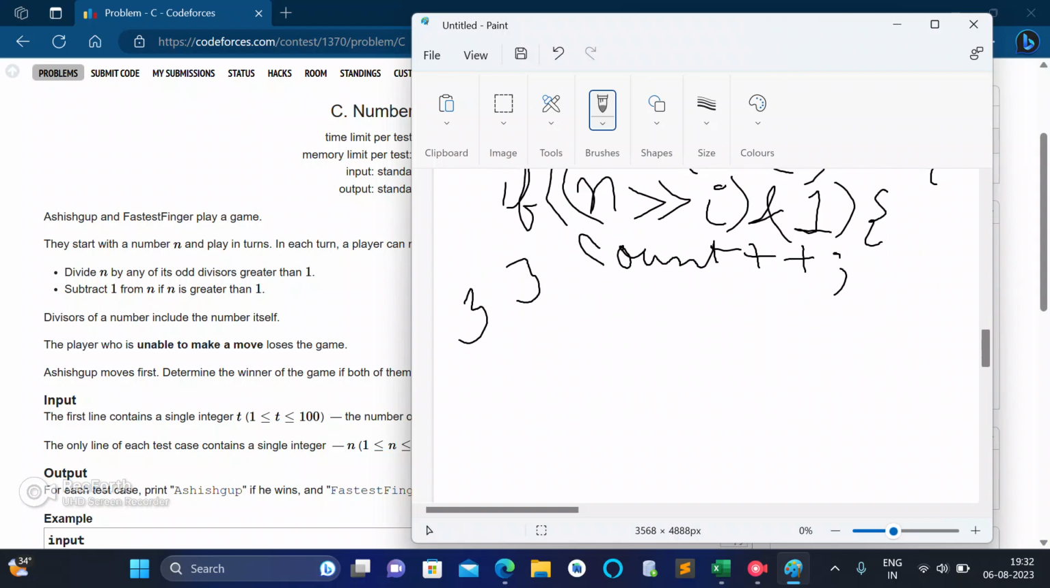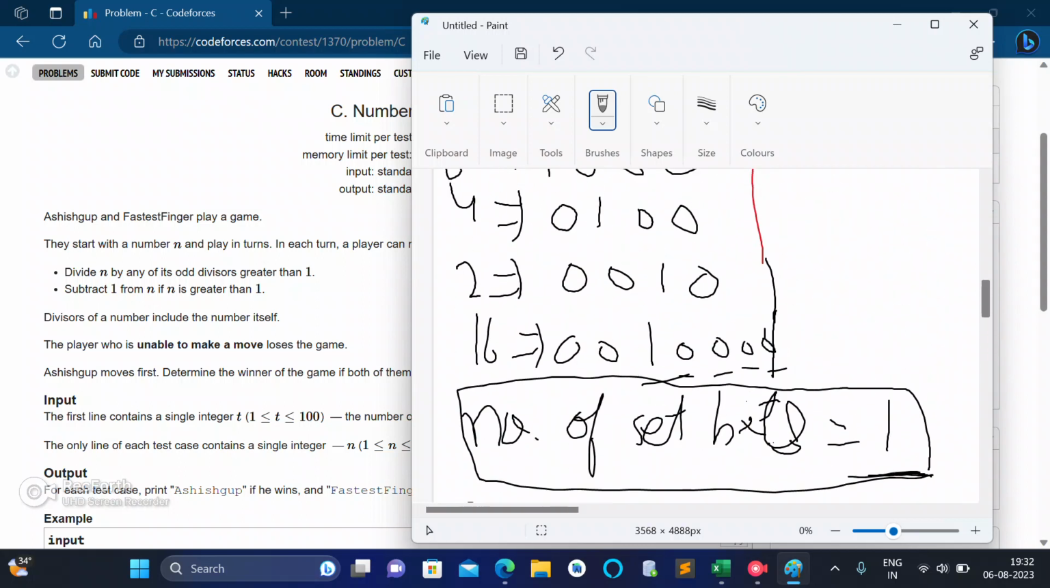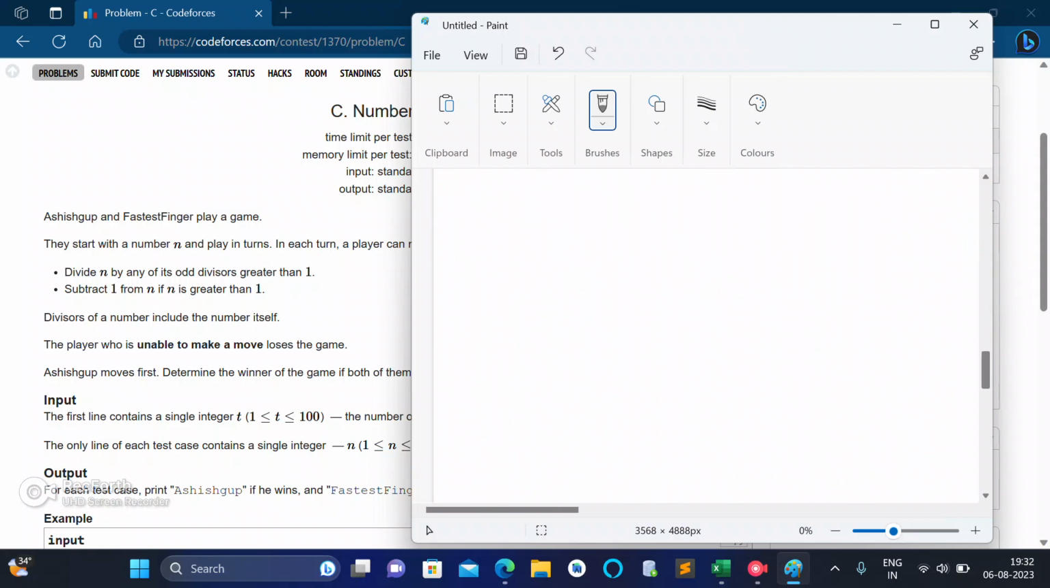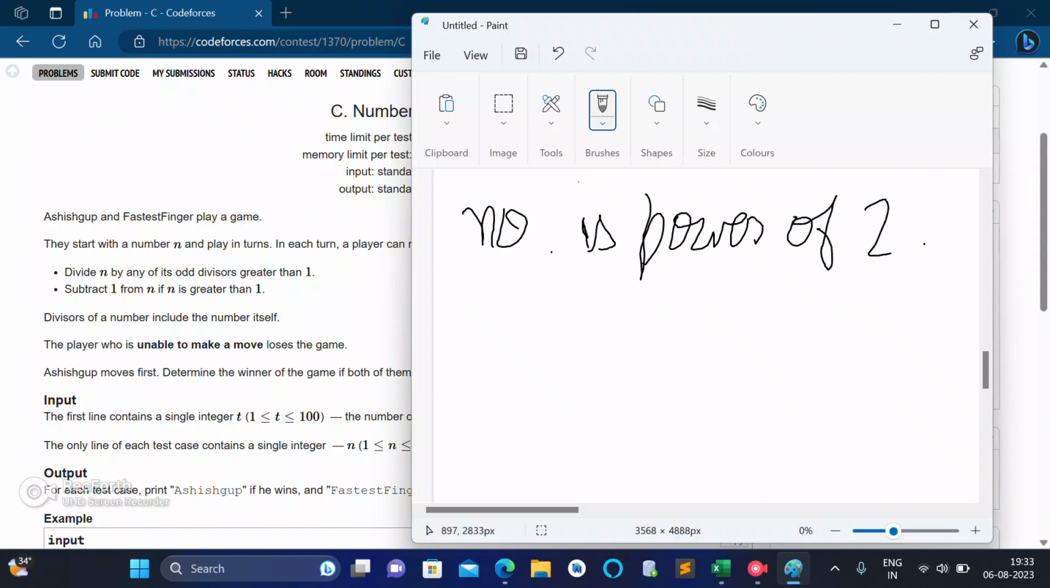Let's say count comes out to be 5, it means the number of set bits is equal to 5. If my count comes out to be 1, I am very much sure that the number is a power of 2. Else the number is a multiplication of even and odd. So now I got to know that the number is a power of 2, and if the number is a power of 2, it does not contain any odd divisor. I am writing: it does not contain any odd divisor.